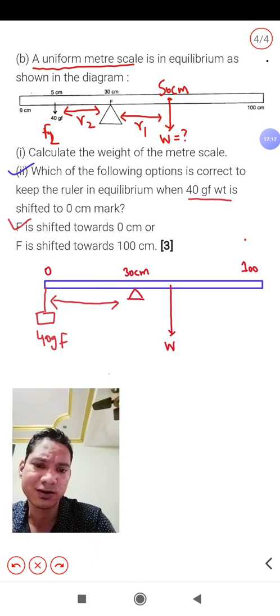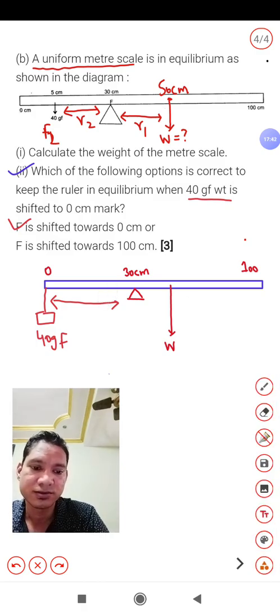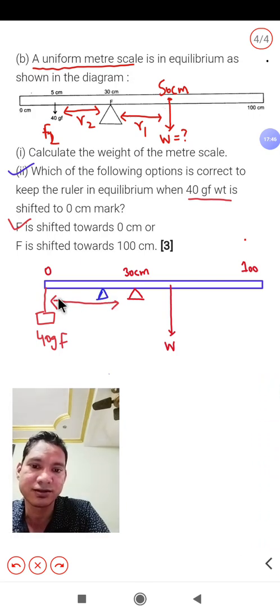You don't have to solve anything here, you just need to write that. You don't have to draw the diagram. You just need to write that the fulcrum is shifted towards the 0 centimeter mark, because if you shift the 40 gf here at the 0 centimeter mark, this moment will increase. So to decrease the moment, you need to decrease the moment arm. So you need to shift it somewhere here. If I shift it, it will become balanced once again.